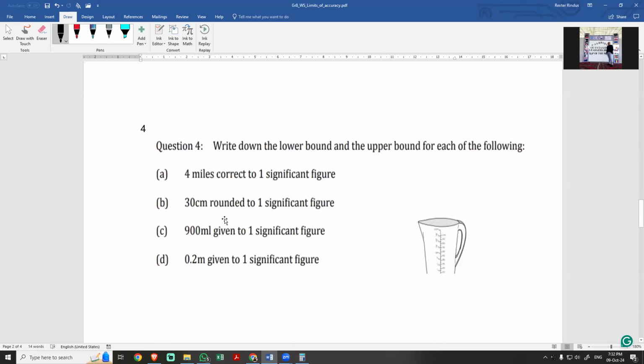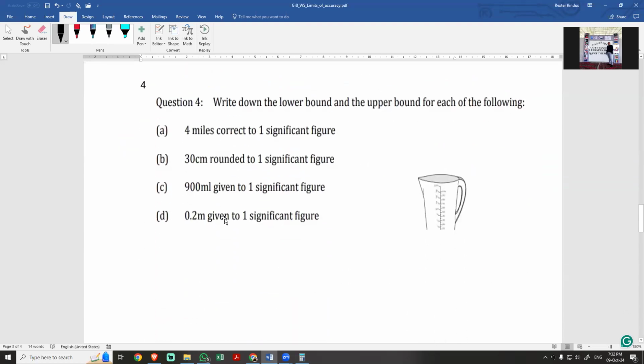Let's move on to question number 4. It's writing the lower bound and upper bound. So it says here, write the upper bound and lower bound. So let's write the statement for this. So letter A, it says corrected to one significant figure. So meaning one significant figure for this value, because the single digit is just 1 divided by 2.